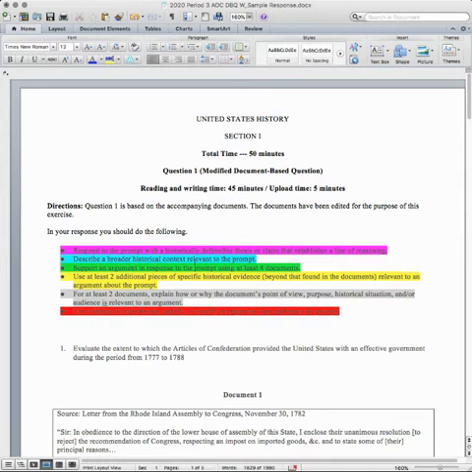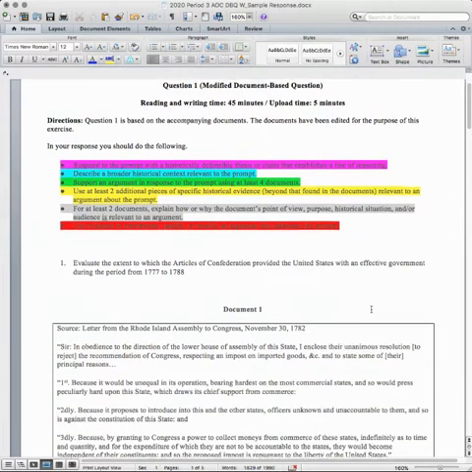Describe a broader historical context relative to the prompt. Support an argument in response to the prompt using at least 4 documents. Then use at least 2 additional pieces of specific historical evidence relevant to an argument about the prompt. And then for at least 2 documents, explain how or why the document's point of view, purpose, historical situation, and/or audience is relevant to the argument. And then I said use evidence to corroborate, qualify, and modify an argument that addresses the prompt. Okay, so I'm trying to make sure I do all these things to get the points.